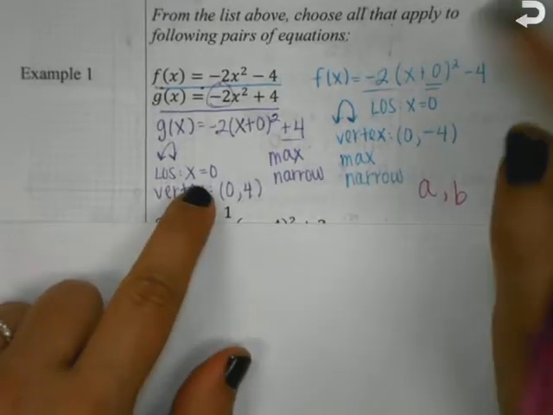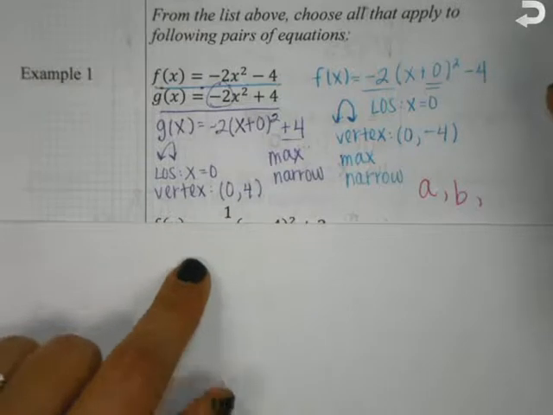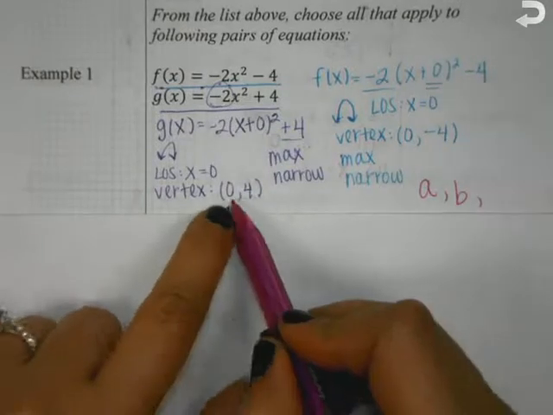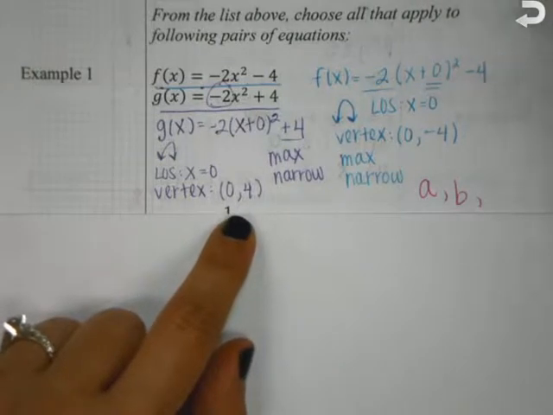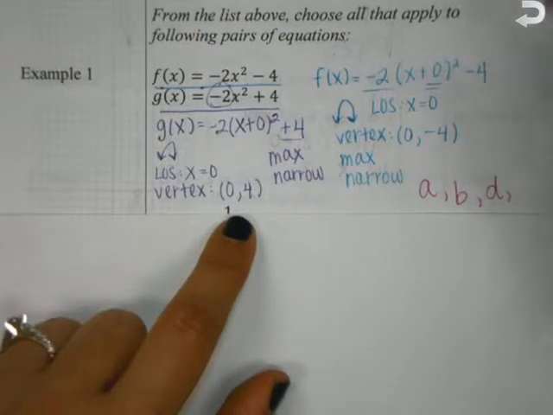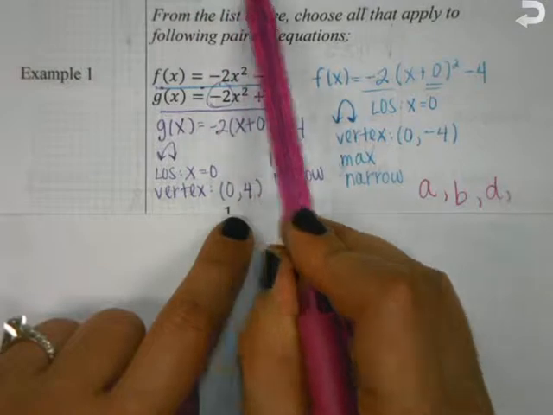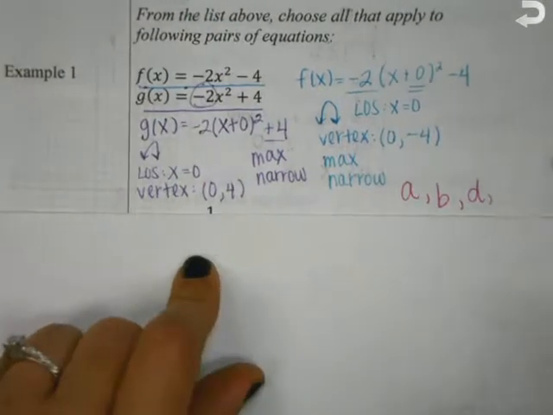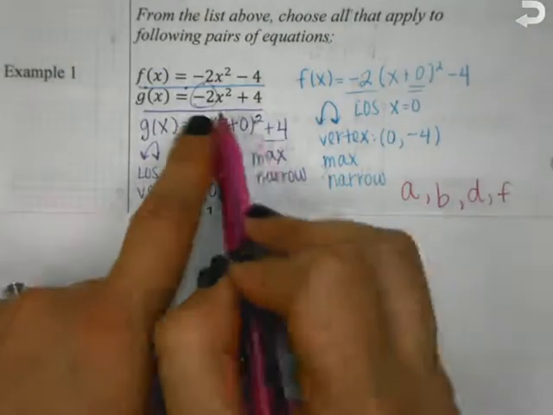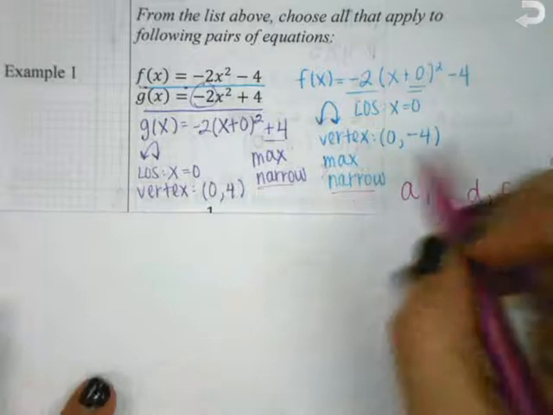Does C apply? They have the same vertex? No. One was 0, -4, and one was 0, +4. Does D apply? Both have maximums? Yes. And then F, G, and H, do they have the same width? Is f of x, the blue one, wider, or is g of x, the purple one, wider? F, they both have the same width. They both are narrow because A is -2 for both of them. So the ones that applied here are A, B, D, and F.